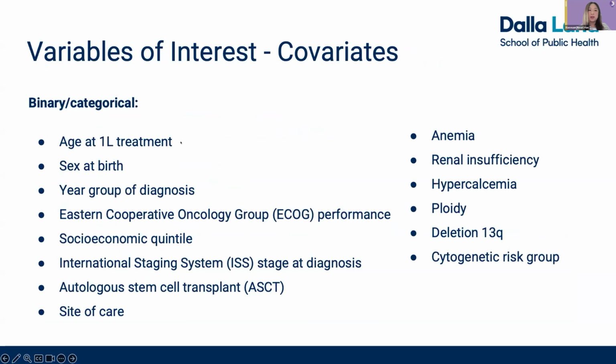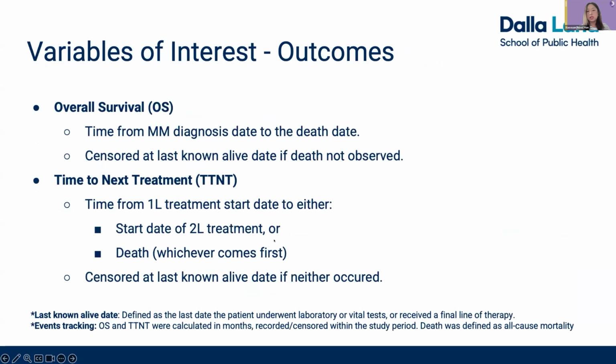And moving on to the core areas of interest, they were composed of demographics, clinical information, and biomarkers, and all of them are listed here, which were either binary or categorical. And last but not least, there were outcomes of interest. So in this study, I included two of them, where the first one was overall survival, defined as the time from patient's multiple myeloma diagnosis date to the death date. And if the patient did not die, then it will be censored at last known life date.